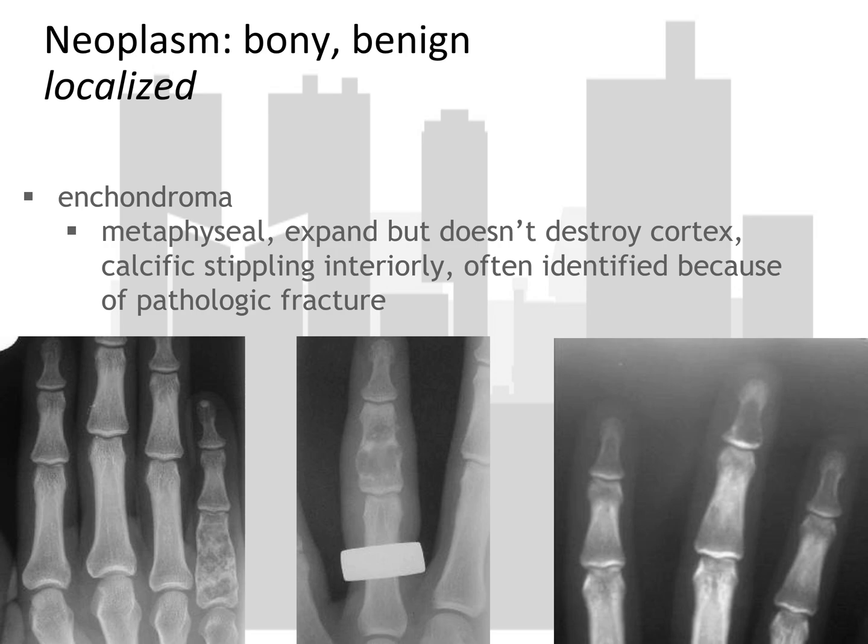They can get some calcification stippling within it, and sometimes these will actually resolve after a fracture. That process of ossification of the fracture and the healing will actually cause the cartilage within the enchondroma to transition to bone.